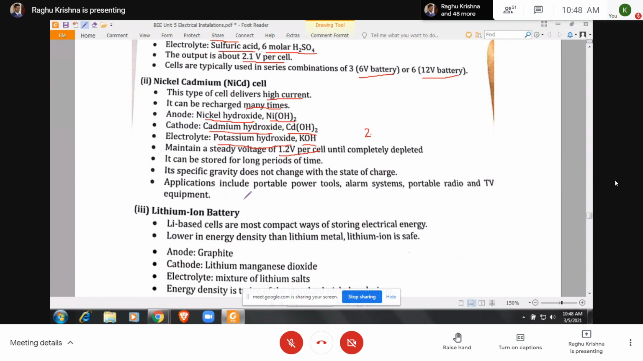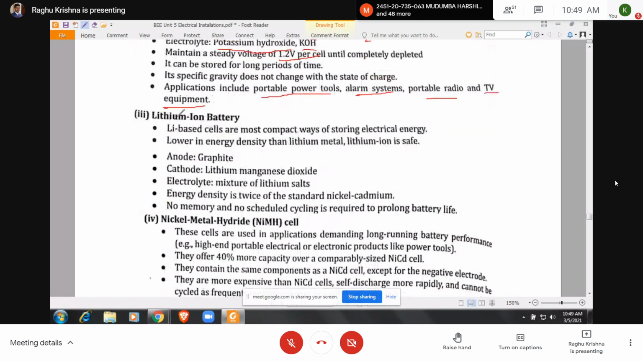The applications include portable power tools, alarm systems, portable radio and TV equipment. If you see a portable radio, you are going to have this nickel cadmium cell.